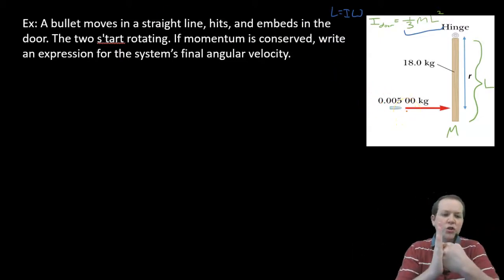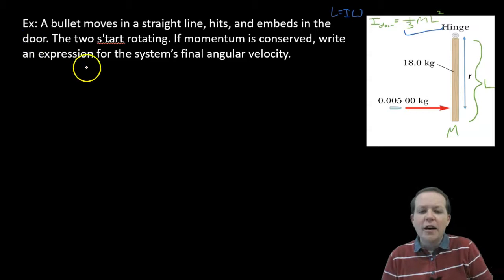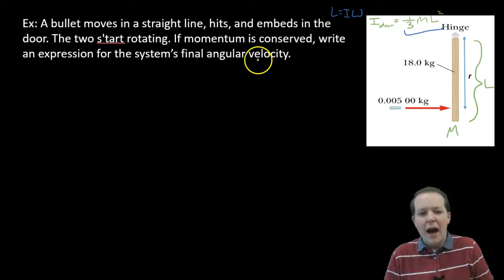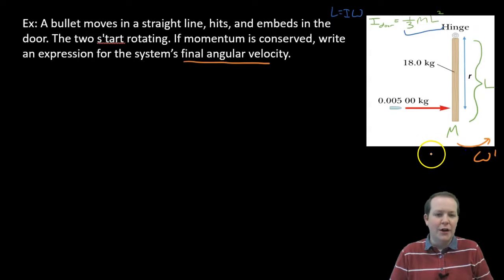It's going to slam into a door. It's going to embed in the door. And then the two things are going to be rotating together. How could I set up, because maybe I want to find the final velocity of this door-bullet as the two creak and start rotating, the final angular velocity.